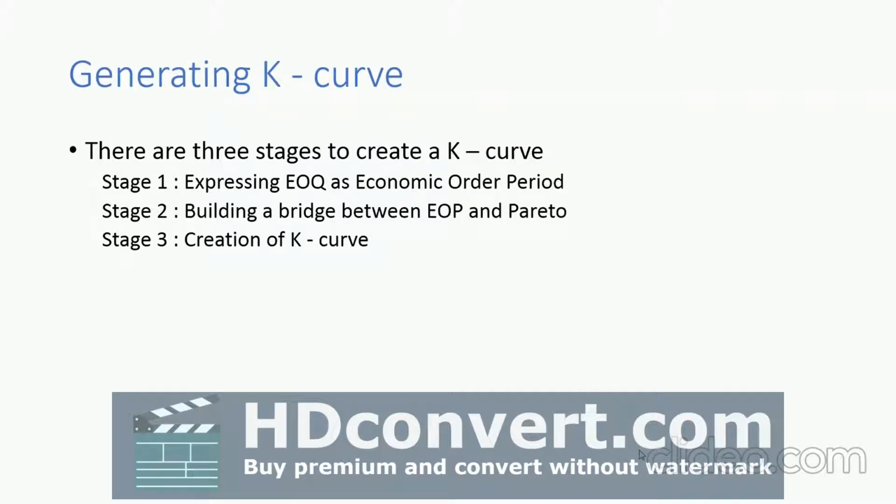Moving on, to generate the K-curve, there are three important stages. The first stage is expressing EOQ, which is economic order quantity, as economic order period. Stage 2 is building a bridge between EOP and Pareto's classification. And the final stage is creating a K-curve. Let's discuss each step in detail.